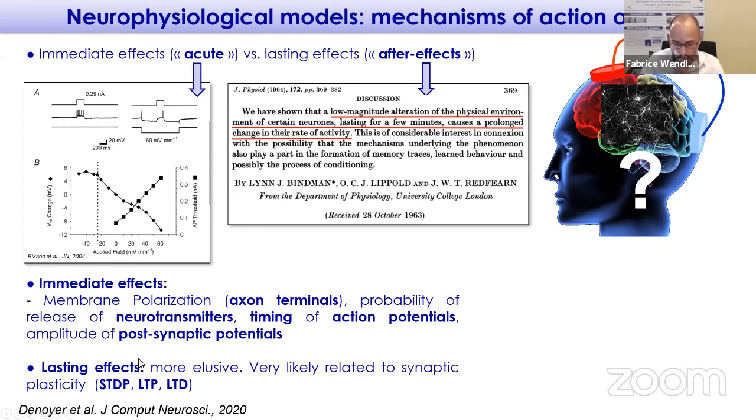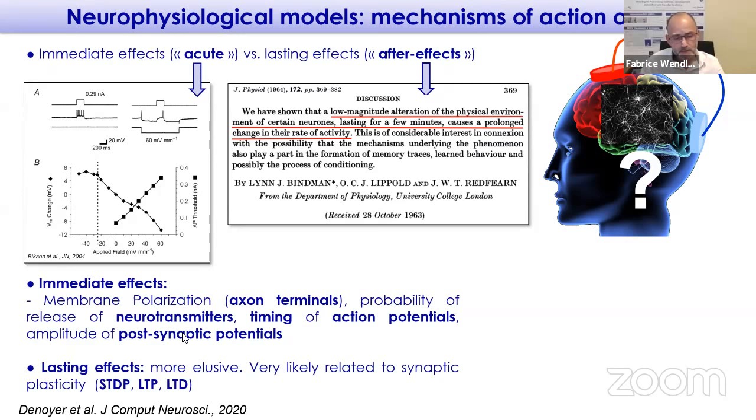So basically, if we try to look a bit more in detail at these two types of effects, immediate effects include membrane polarization, especially at the level of axon terminals. There are a few papers showing that there is probably a significant effect at that particular level of microcircuits. If we modify the membrane potential at the level of axon terminals, it's very likely that we modify the probability of release of neurotransmitters, and thus the timing of action potentials. And if we modify the membrane potential at the level of synapses, very likely we also modify the amplitude of the postsynaptic potentials.